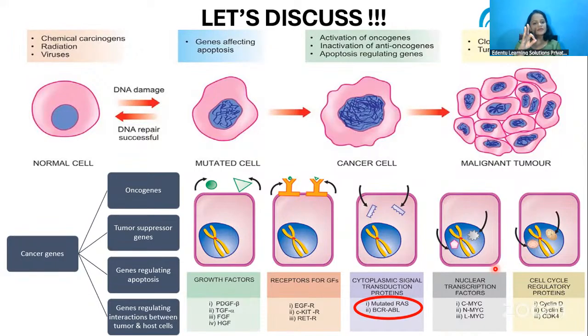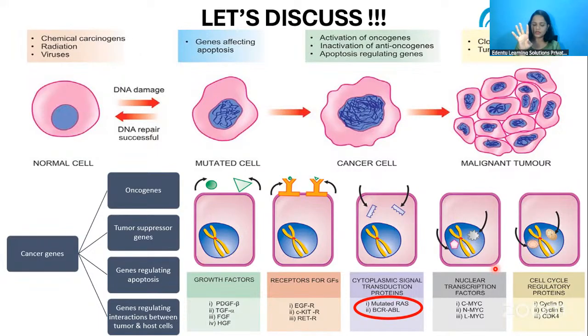Then there is a third set of genes called genes regulating apoptosis. Apoptosis means programmed cell death. Every cell, when it becomes old or when its function is over, should undergo apoptosis, or programmed cell death. But sometimes, if there is any mutation in the genes that regulate apoptosis, then these cells will not undergo apoptosis and they will keep on multiplying, and it will result in tumor formation. So that is the genes regulating apoptosis.